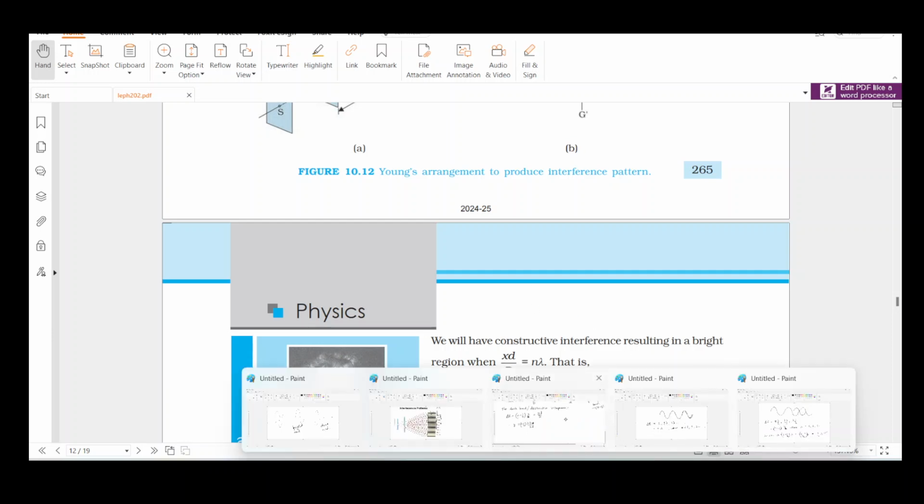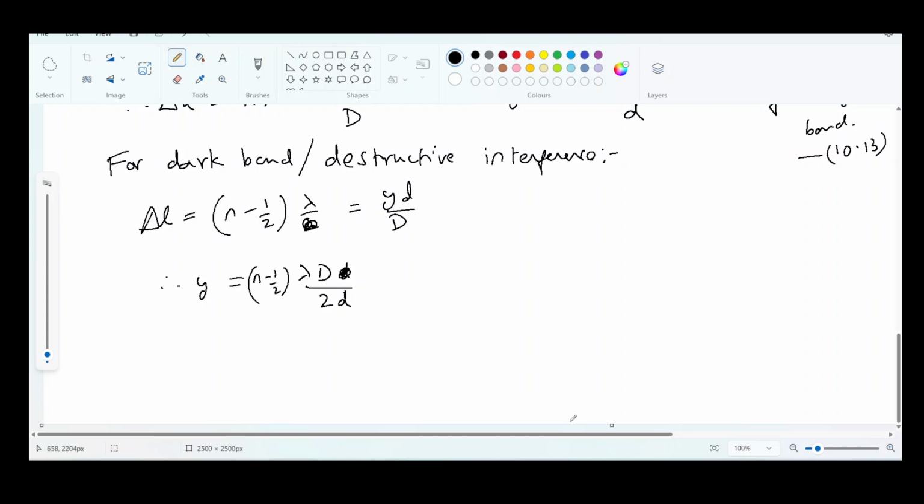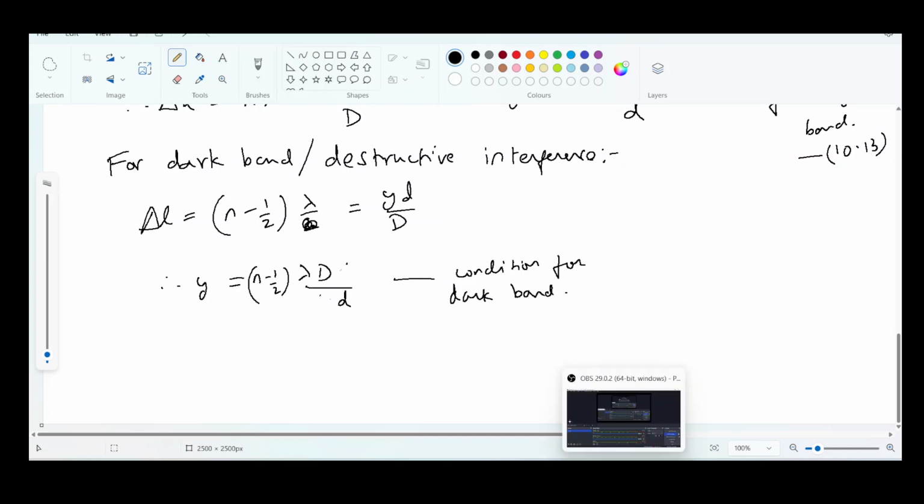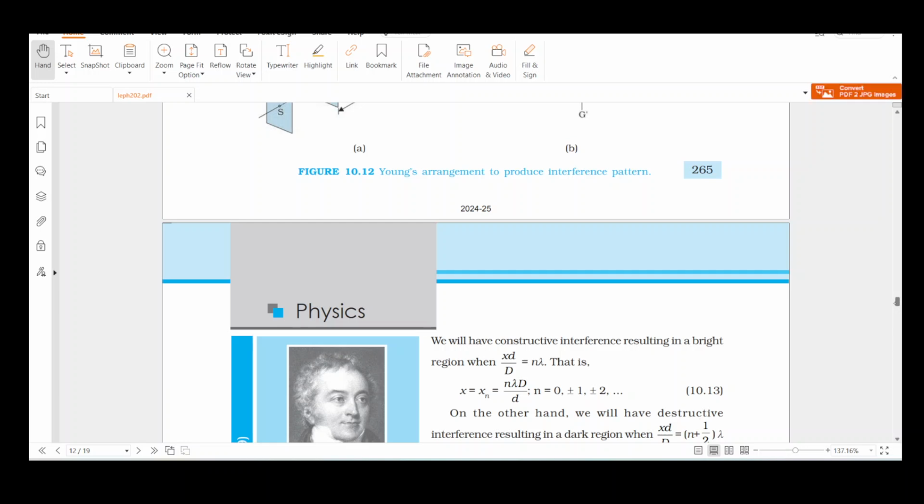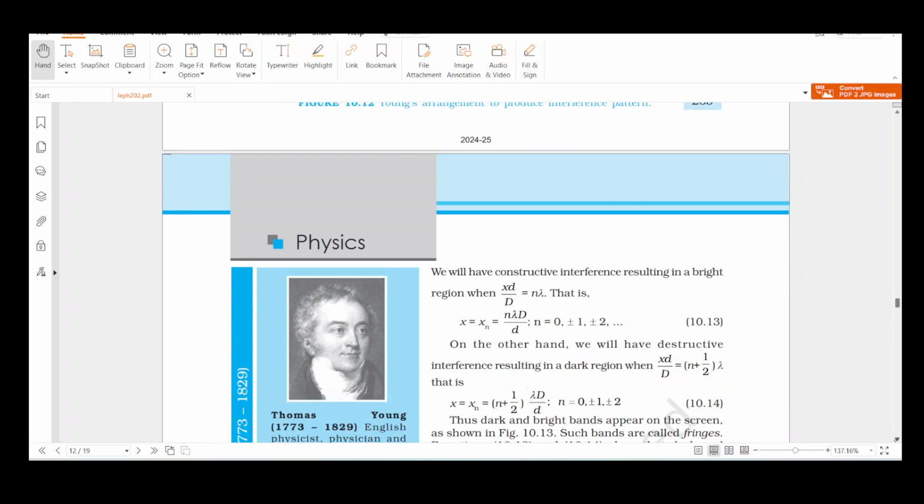So let me complete this. Yeah, so this is what we have here, lambda D by d. This is the equation, the condition for dark band. So let me see which equation is this. This is equation number 10.14.